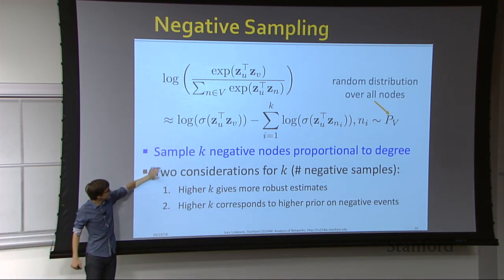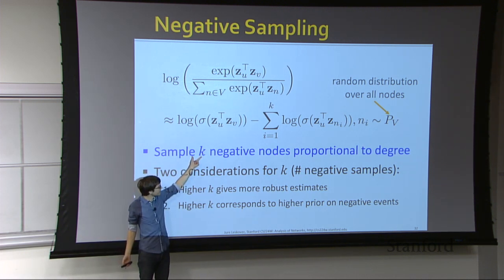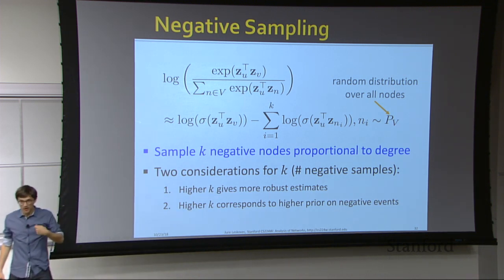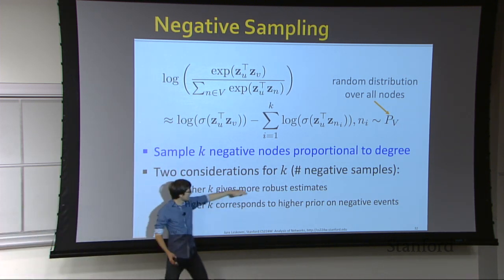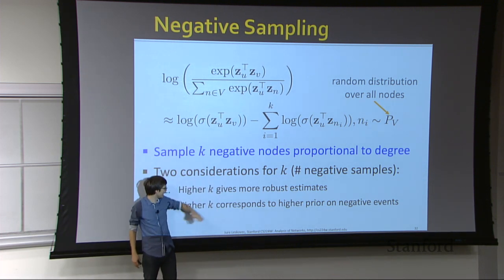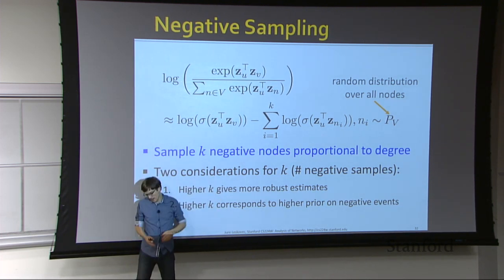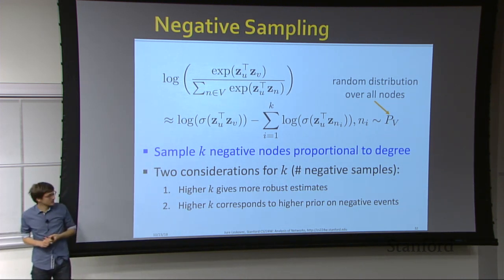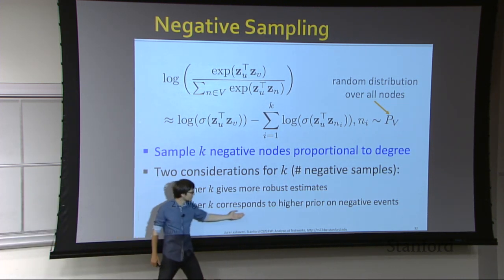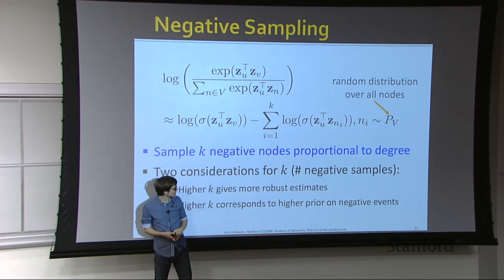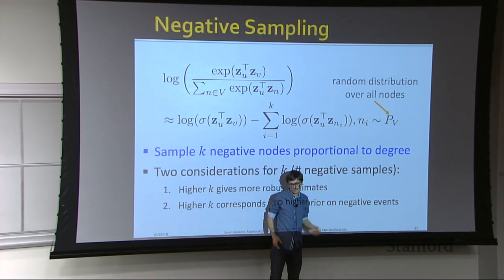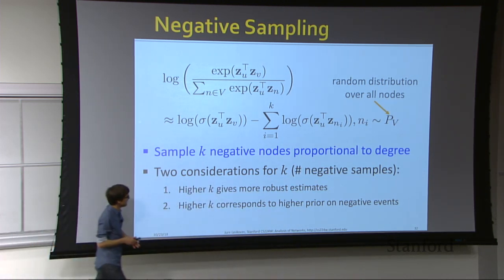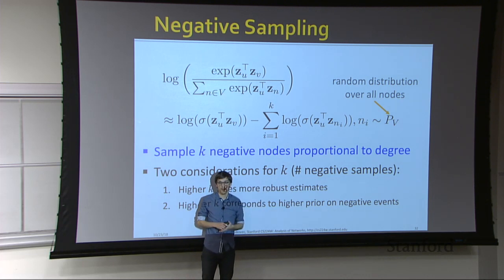And then, right, so k is another hyperparameter I get to choose, which is the number of negative samples I want to sample. And there is a balance I have to find, right? If I pick higher k, I will have more robust estimates because I'm approximating the normalization term better. But higher k corresponds to higher prior on negative events and is also computationally more expensive. So I have to balance the two out by choosing the right value of k.